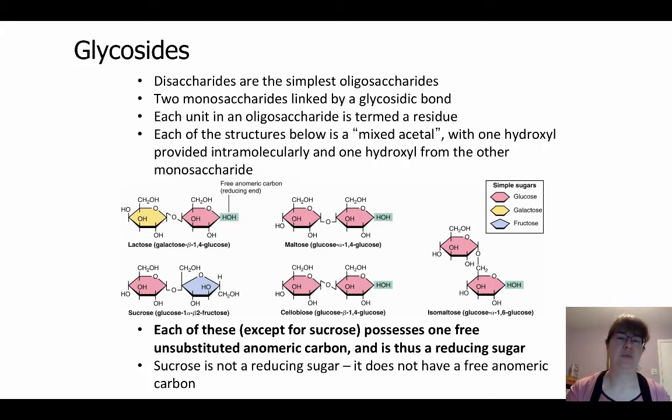Now we're going to talk about putting these together. So not only have we talked about carbohydrates, but now we talk about how they can go together. These are going to be glycosides as they come together. We're going to have things like disaccharides, as you might imagine. They're going to be the simplest oligosaccharide. It's a reminder that oligo just means few.